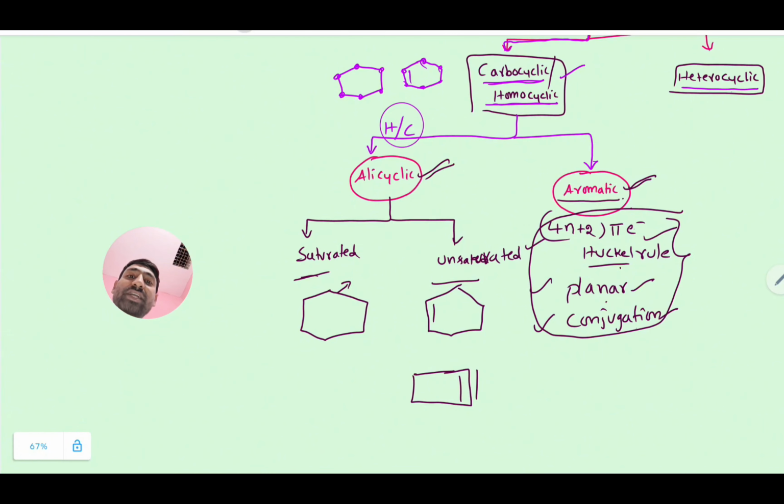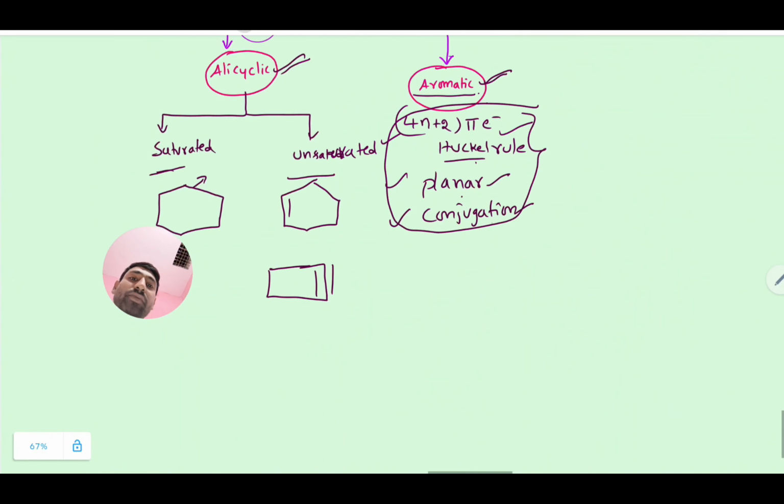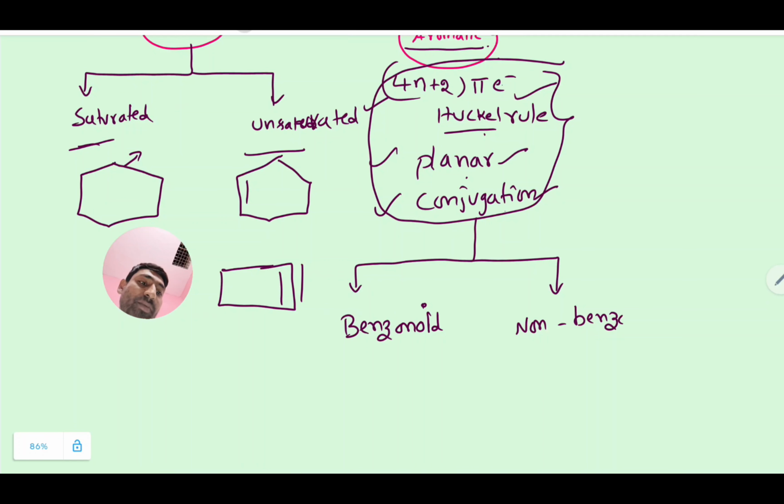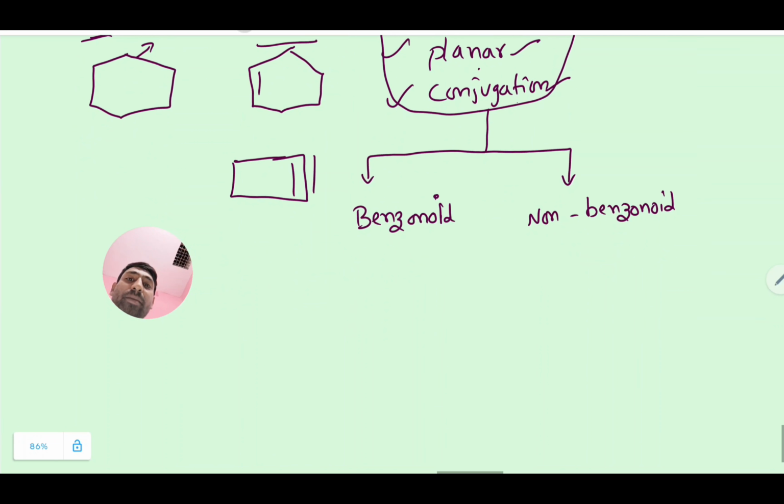Alicyclic, unsaturated hydrocarbons, guys. If you move to aromatic, aromatic compounds are again of two types. They are benzenoid aromatic and non-benzenoid aromatic. Benzene means a cyclic ring with three alternate double bonds. That one is called benzene.